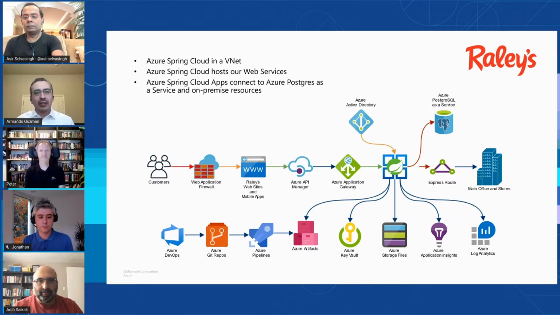Our digital presence in Azure starts with Azure API Manager, which connects to Azure Application Gateway to access web services in our VNet running on Azure Spring Cloud. Applications in Azure Spring Cloud connect to our Postgres database and our on-premise systems at each of our stores.